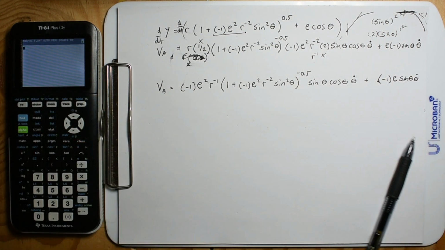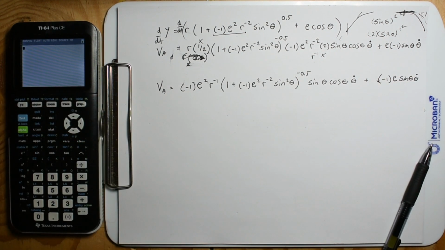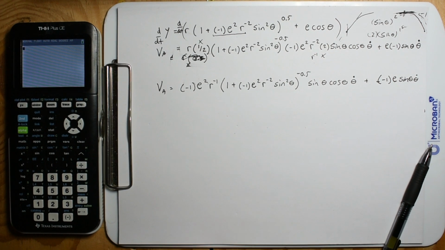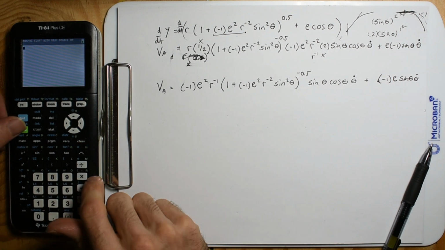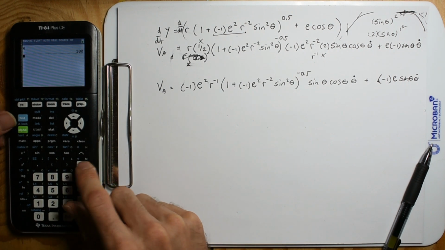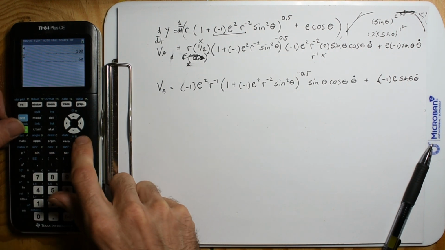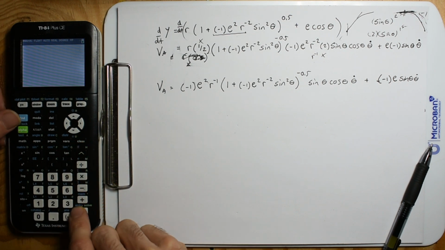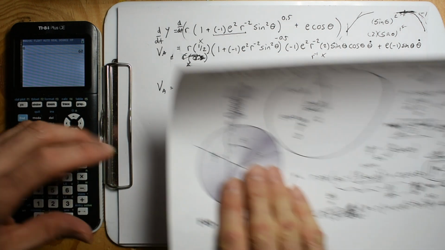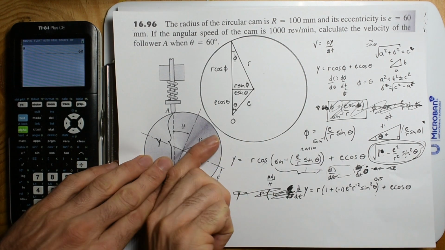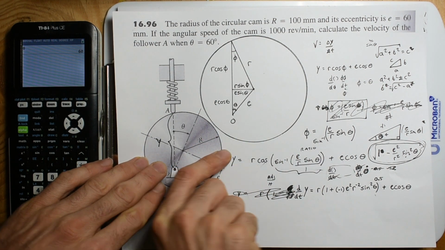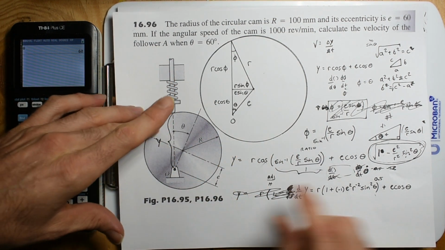Now the moment of truth. We should be able to put this in my calculator. I feel like I've made one error, but I don't know, we'll see. So I'm just going to check my calculator. Alpha r is 100, alpha e is 60, alpha theta is 60, because that's the problem statement. It's like, find the velocity of this follower when this angle goes all the way to 60. What's the velocity of this?